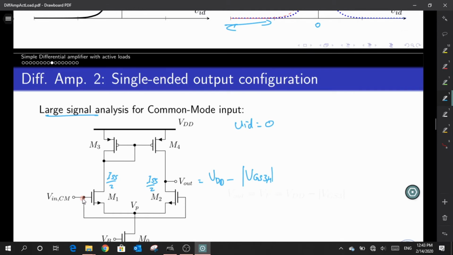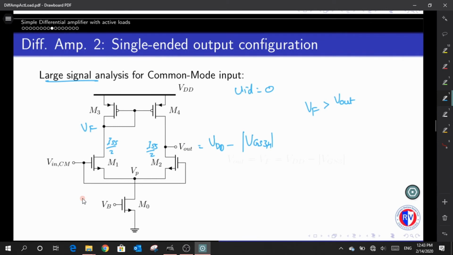Now let us have a condition where, let me mark this particular node as VF, and for some reason the value of VF is greater than the value of Vout. Okay, so this statement, whatever I have written, can be proved only through contradiction. So I am making a contradiction stating that my potential of VF is larger than the value of Vout. Okay, so with that contradiction, let me try to prove that it is not so. VF and Vout have to be equal.